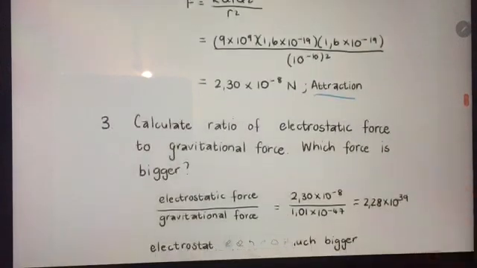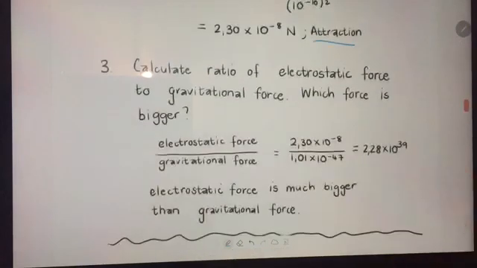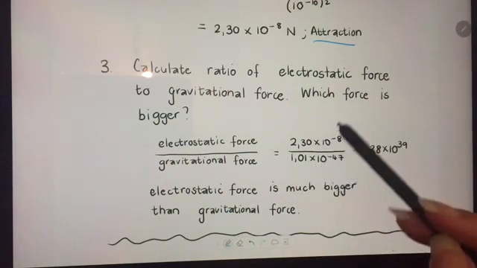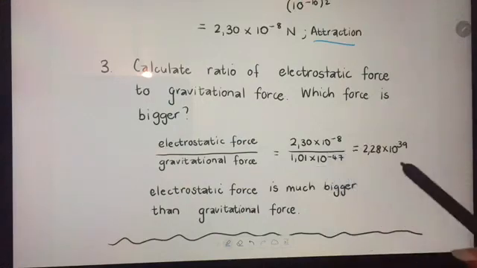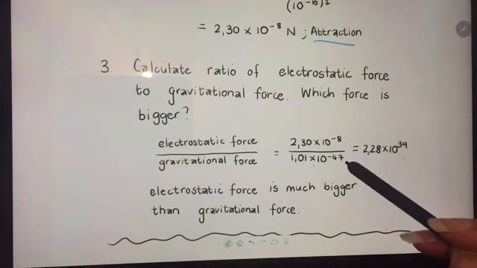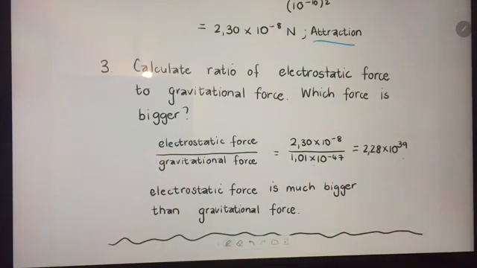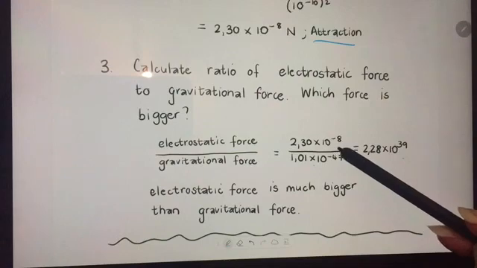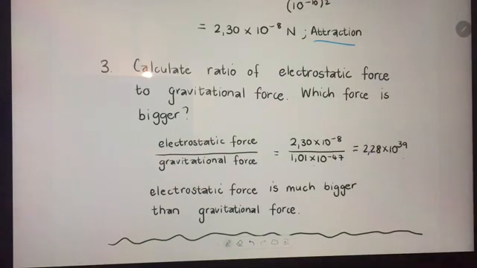Then for number 3, calculate the ratio of electrostatic force to gravitational force. So electrostatic to gravitational, I've just written down the 2 answers that I got. And I said that divided by that, and that is the answer that I got over there. It's a ratio, so the newtons here and the newtons here would have cancelled out, so that's why there's no unit. And then they also ask which force is bigger, and of course I can quite clearly see here that the gravitational force is much smaller than the electrostatic force, or the electrostatic force is much greater than the gravitational force.